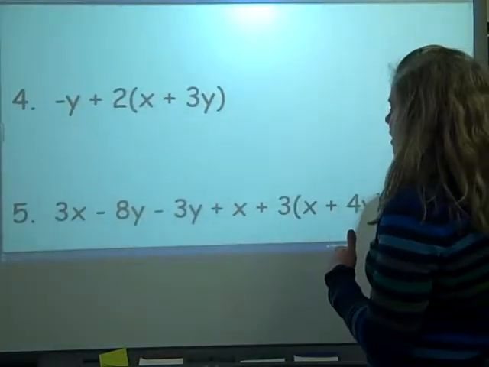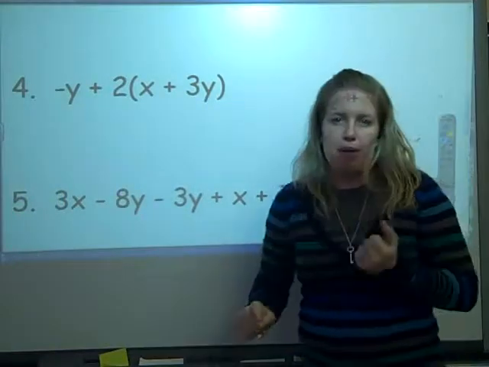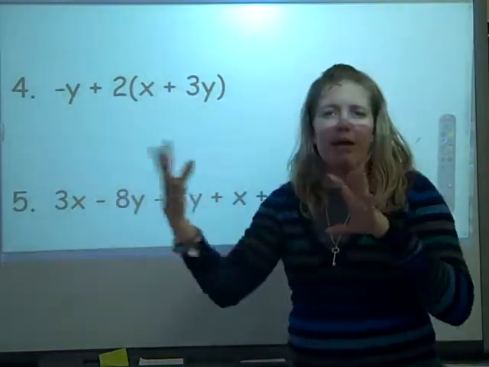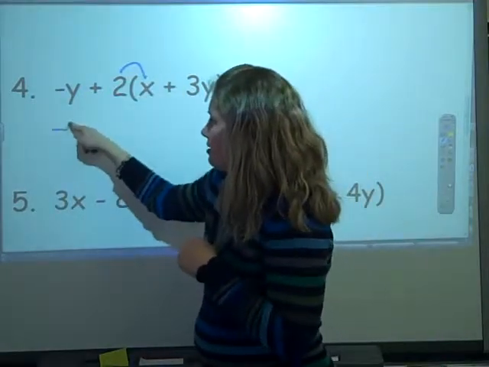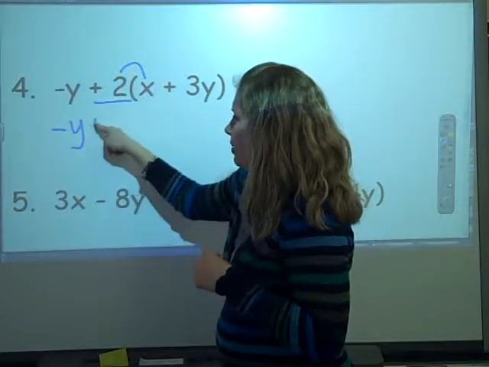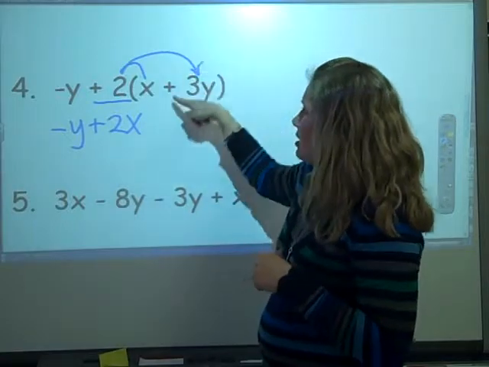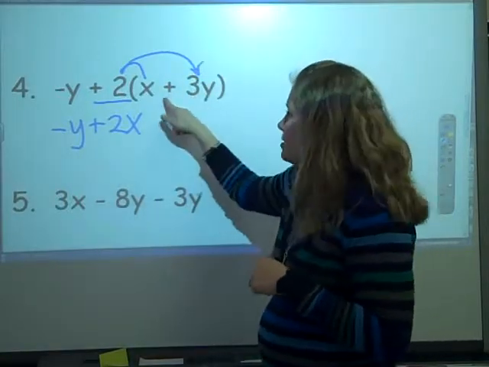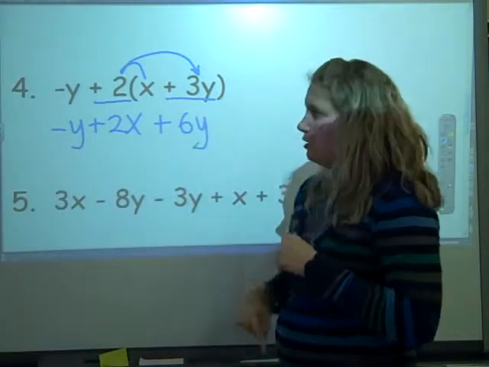All right, now I'm getting even harder. I'm throwing the distributive property back at you. Before you can combine like terms, you need to distribute. 2 times x, so bring down this, minus y. Positive 2 times x would be a positive 2x. Positive 2 times a positive 3y, I'm taking the sign in front, would be a positive 6y.